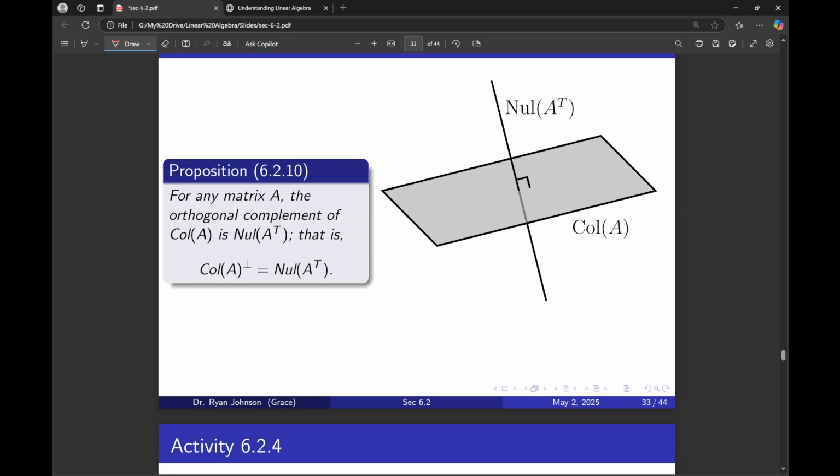So again, what does this mean? Remember that column space is the linear combinations of the columns of A. And the perpendicular part of that is what's perpendicular to it. And what's perpendicular to it is the null space of A transpose. And so this is how null space and column space are related. Perhaps a great thing to write down for the formula sheet for the final.